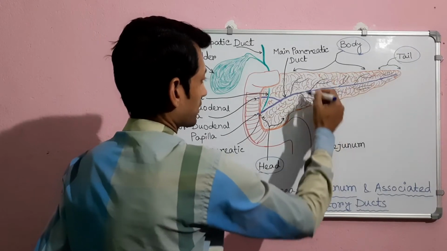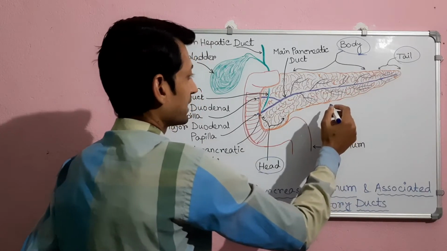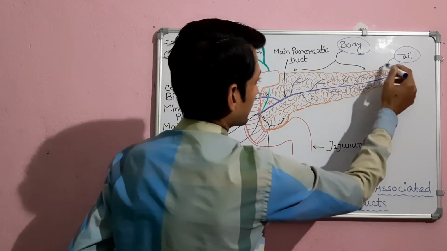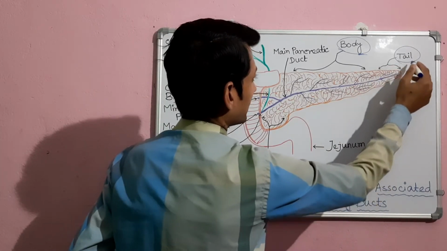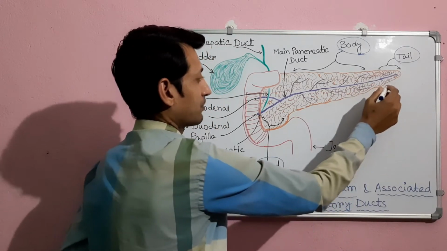This central portion is known as the body. It crosses the midline of the human body. And finally, this narrow portion is known as the tail. It extends towards the hilum of the spleen.